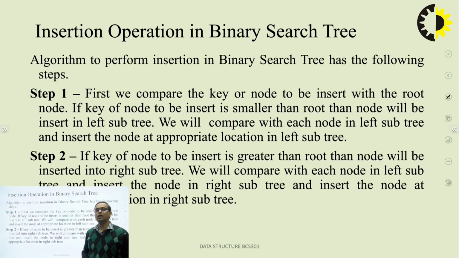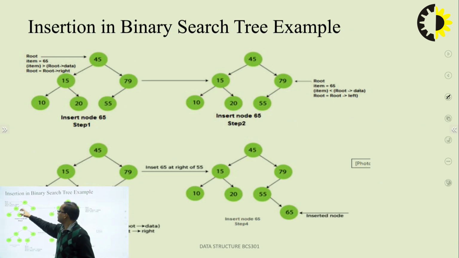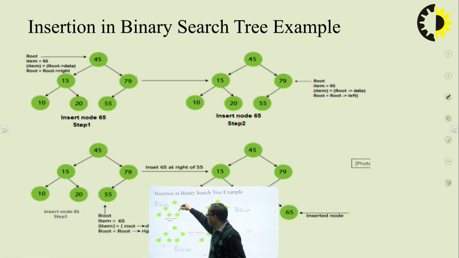Whenever we have to insert a new node in a binary search tree, at first we compare the key value of that node with the root. If it is greater than the root, the new key will be inserted in the right subtree, or if it is less than the root, it will be inserted in the left subtree. Let us see an example. This is a binary search tree, and we have to insert the new node 65. At first we compare 65 with 45. 65 is greater than 45, so it will be inserted in the right subtree. Now we come here and compare 65 with 79. Since 65, the new node to be inserted, is less than 79, it will be inserted in the left subtree of 79.